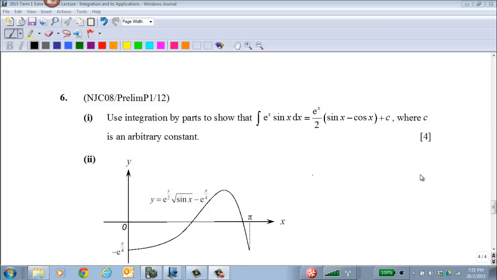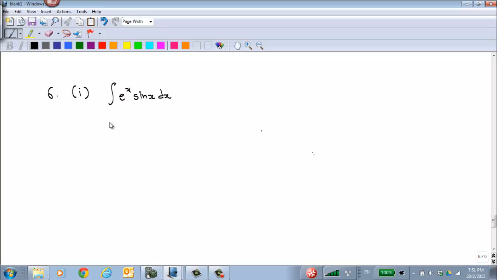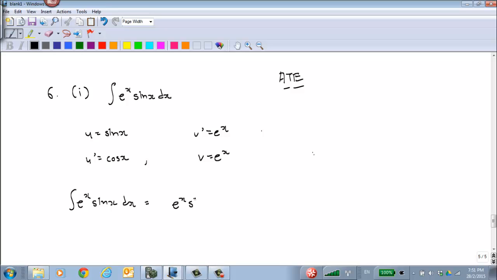Okay, we come to the last part of the question, which is question 6. For question 6 part 1, we are supposed to use integration by parts to show that this has this expression. So how to do this is that we will use integration by parts, and this will be decided by ATE, where the trigonometric goes first, then exponential. So u is sine x, u prime will be cosine x, v prime is e to the x, which means that v is e to the x. So the very first part of the working will be something like this: uv minus u prime v.